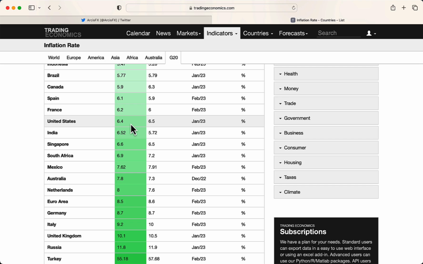And right now, it's likely that the US is going to be more aggressive in interest rate hikes than, for example, the Eurozone and the United Kingdom, despite the fact that the Eurozone and the UK have higher inflation rates. So it's all going to be very interesting.